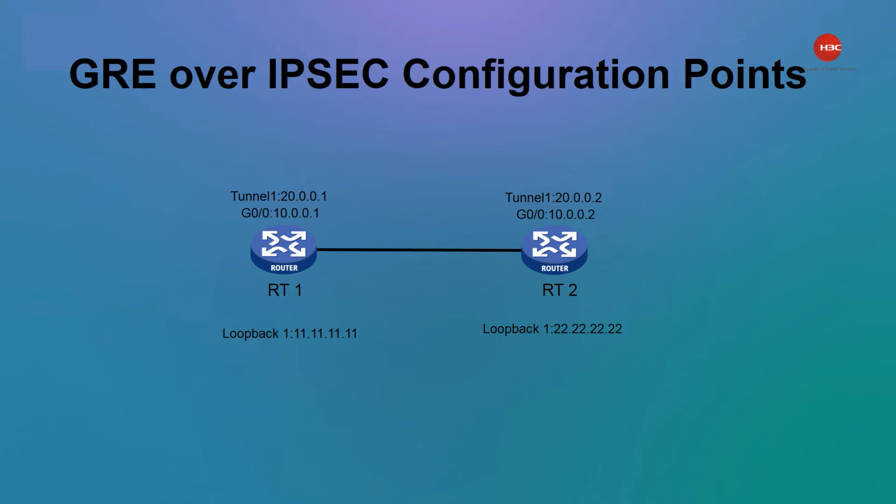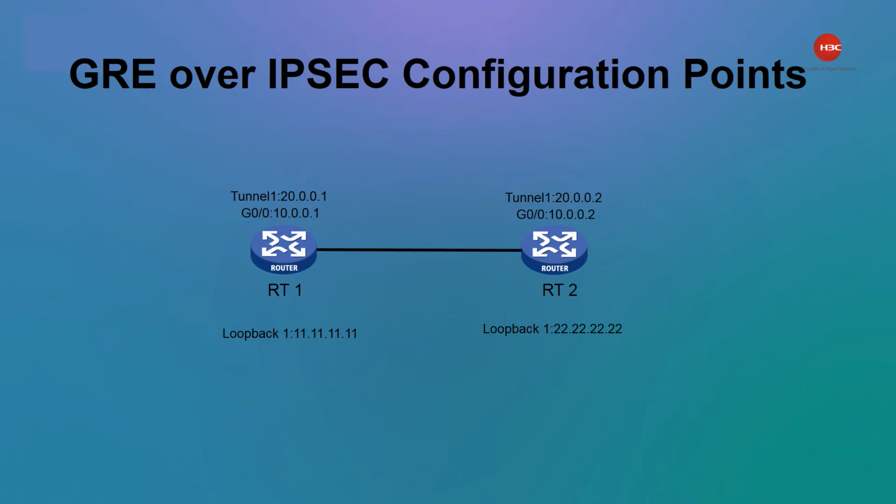We have already introduced that the original packet needs to be encapsulated with GRE and then with IPSEC. Therefore, we need to first import the original traffic into the GRE tunnel, which can be achieved by configuring a static route to the destination network, with the next hop pointing to the tunnel interface. The data packet will then be encapsulated in the GRE tunnel, and the encapsulated traffic will be the traffic that needs to be protected through IPSEC.